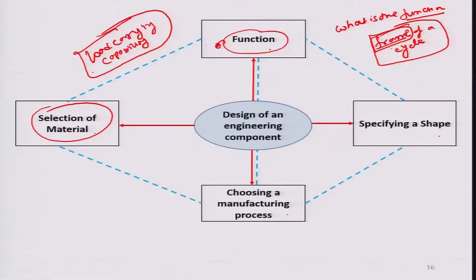So, you will have to choose the material accordingly, because each material can't support the load requirement. That means, we can say that function influences the selection of material. Again, now after selection of material, what happens? It influences the manufacturing process.